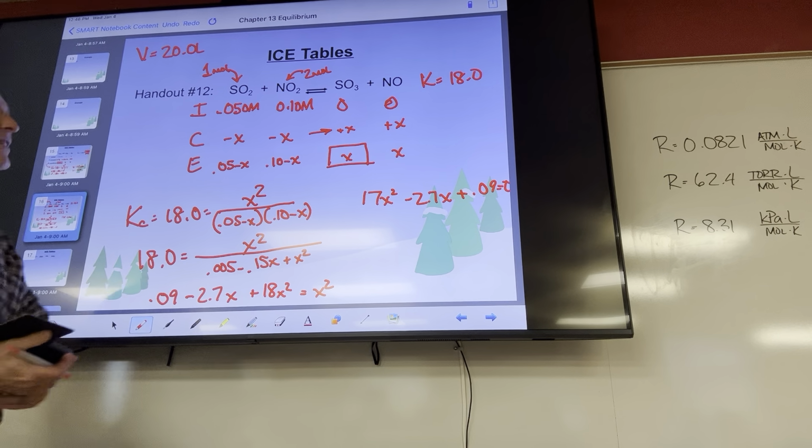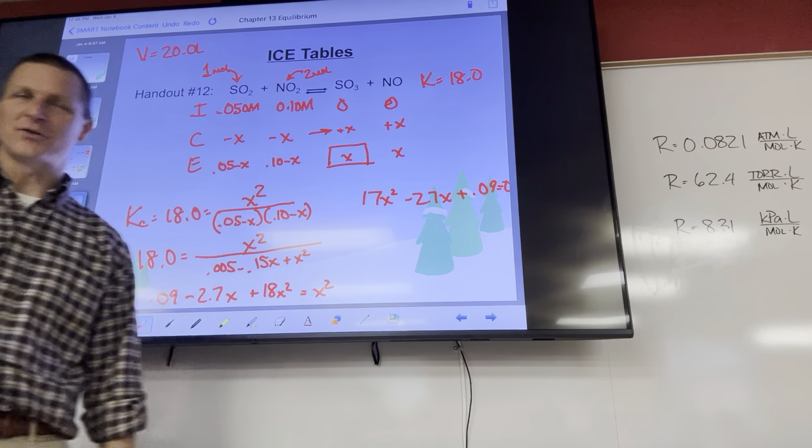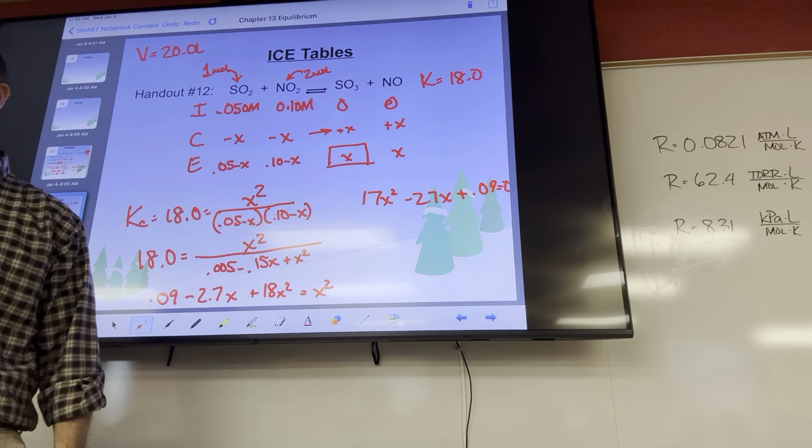Yeah, there it is. There's our polynomial expression, and that's what we'll put in a quadratic solver or whatever handy solver you have.